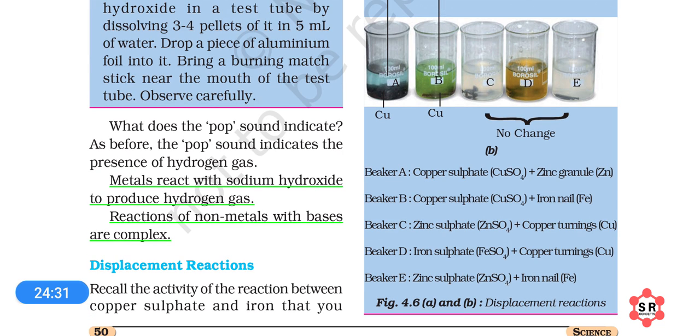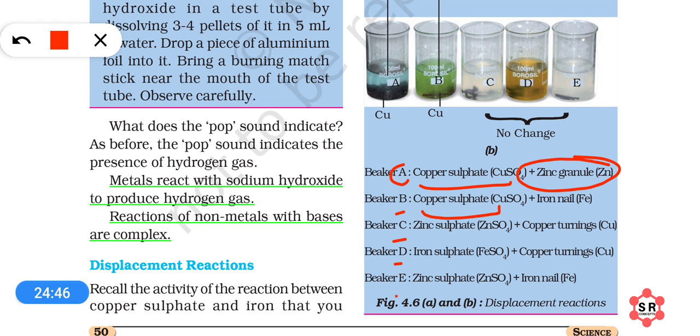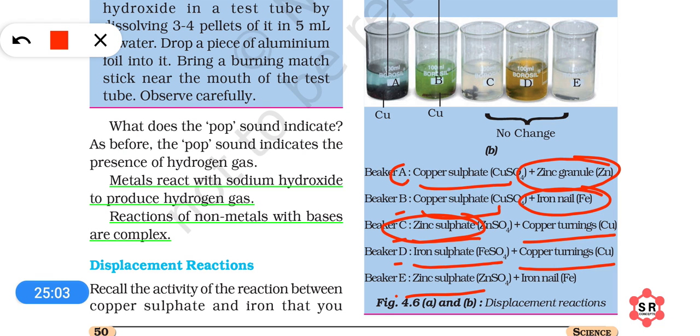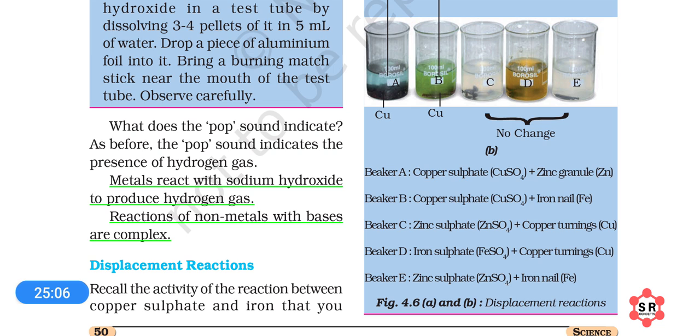For example, we will take beakers A, B, C, D, E and we will collect copper sulfate in beakers A and B. In beaker A we will put zinc granules, and in beaker B we will put an iron nail. In beaker C we will take zinc sulfate and put copper turnings. In beaker D we will take iron sulfate and put iron turnings. In beaker E we will take zinc sulfate and put an iron nail. So what will we see?